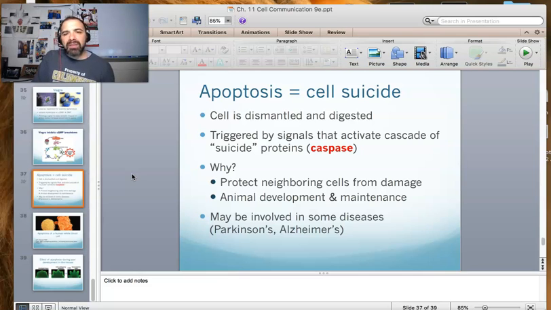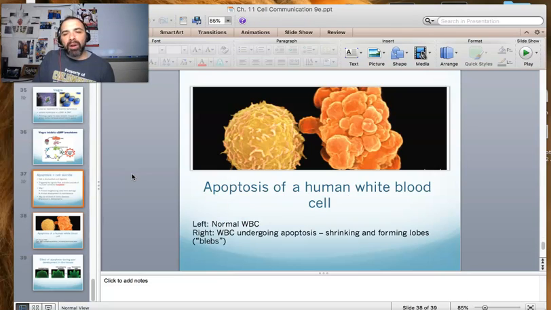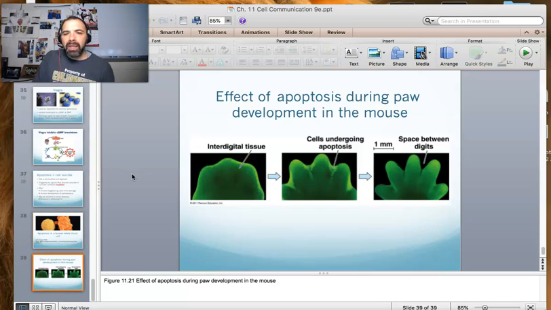The cell will be dismantled and digested, but it's triggered by signals that activate a cascade of what we call suicide proteins called caspase. Basically, if a cell has an issue, it'll protect the neighboring cells. And they think that this apoptosis and this caspase may be involved in Parkinson's and Alzheimer's. Here's an example of apoptosis of a human white blood cell. The left is normal, the right is undergoing apoptosis. You can see how it's being broken down. And here's some apoptosis during paw development in mice.